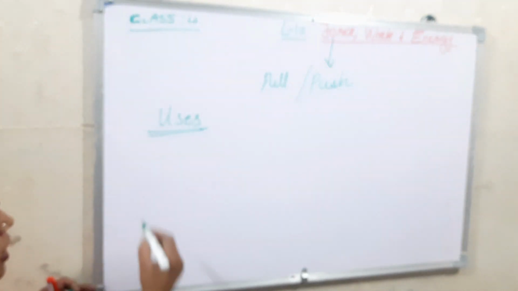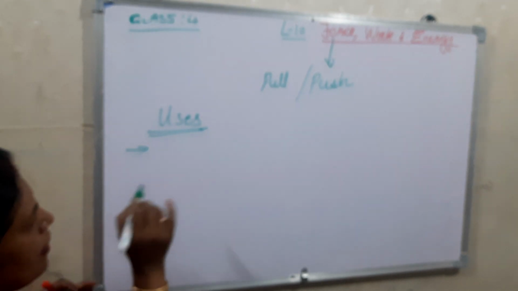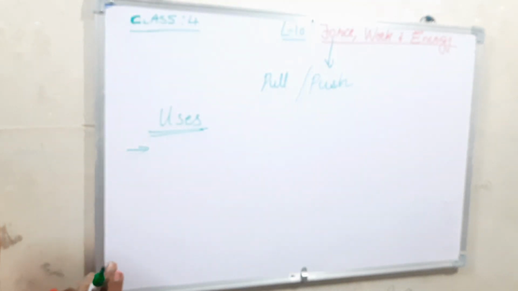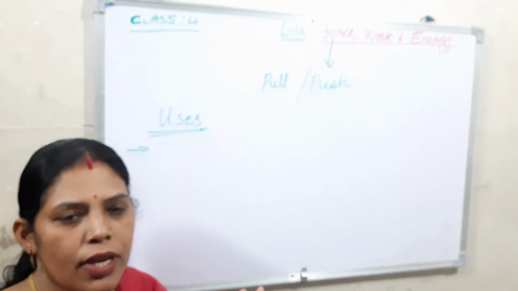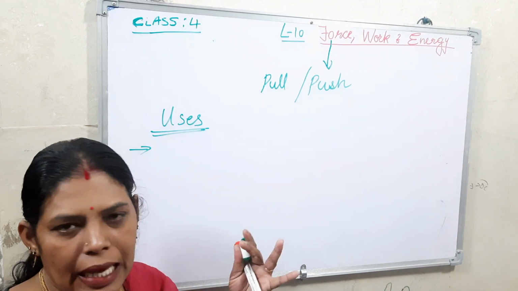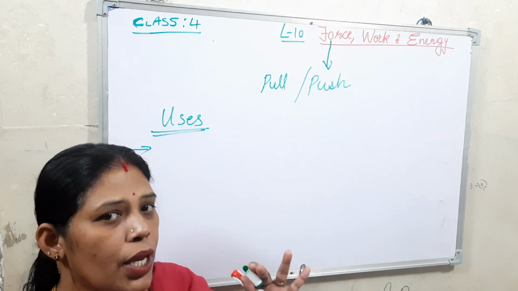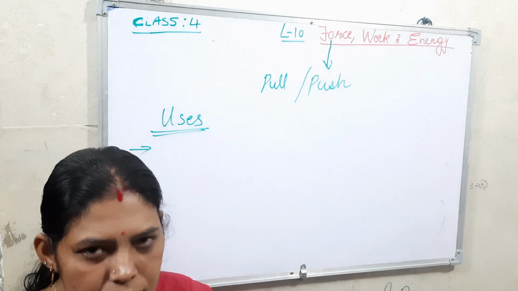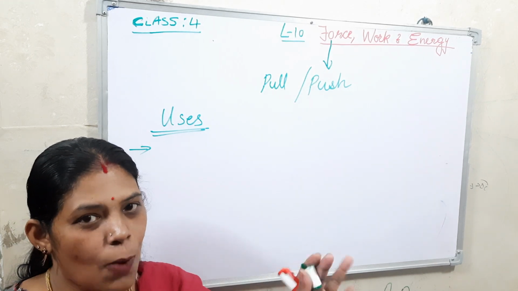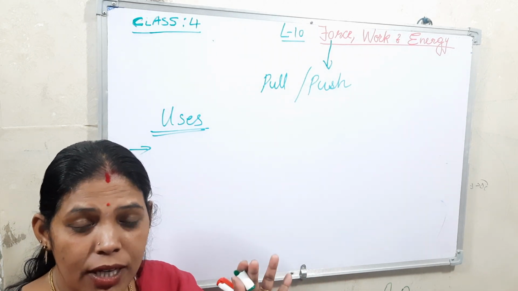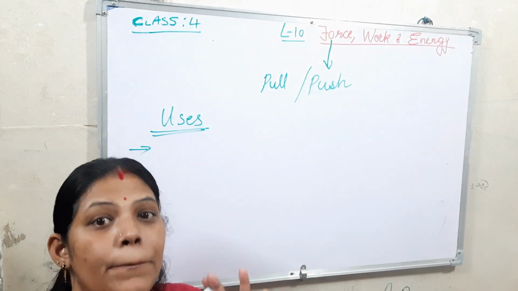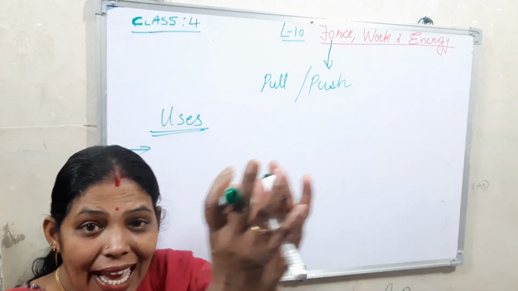Uses of force. Actually, force is used to stop a moving object. If an object is moving, for example, when you are playing and throwing the ball, and from the opposite side anybody catches the ball, then it stops moving. For that, your partner is just applying force to catch the ball.